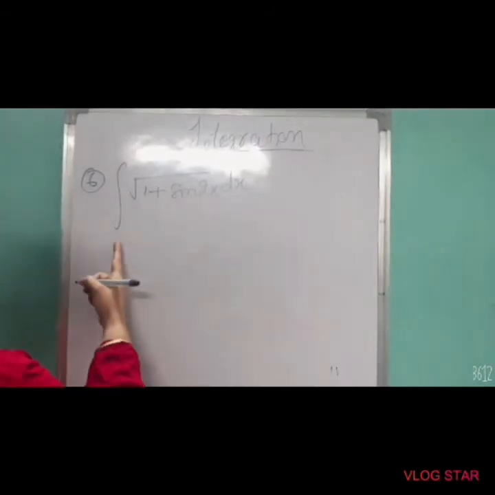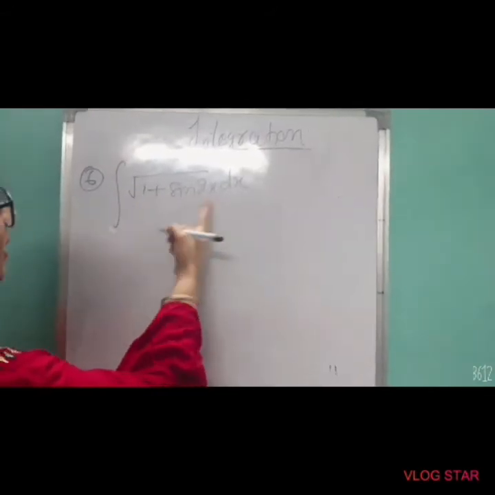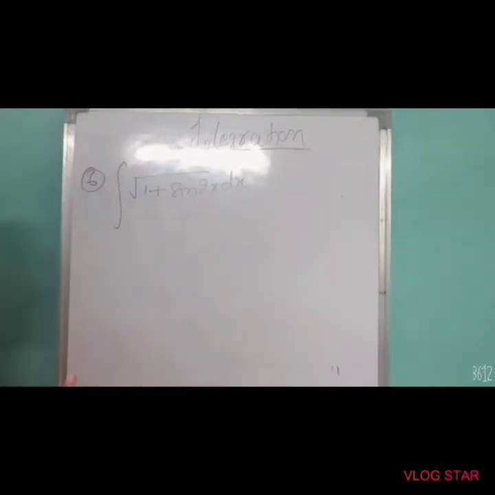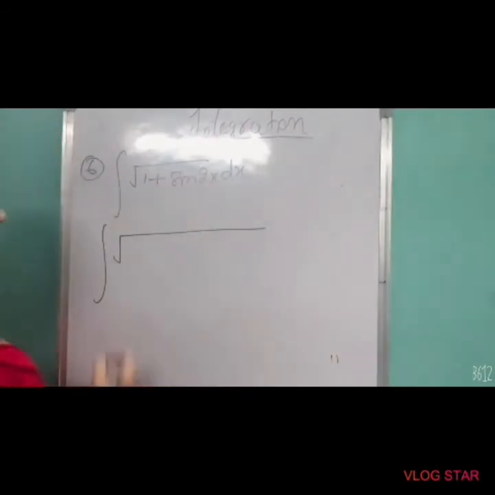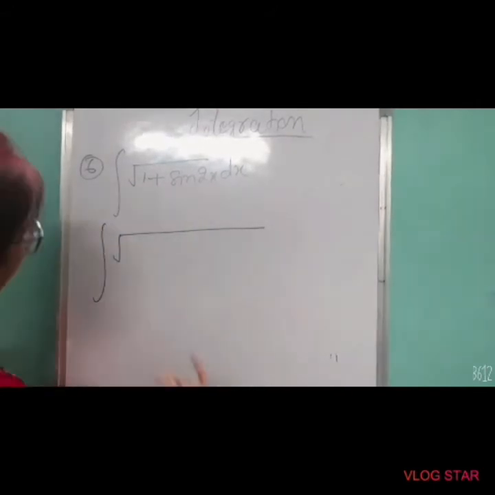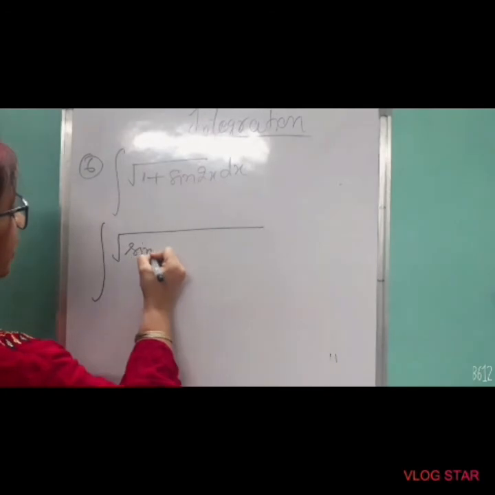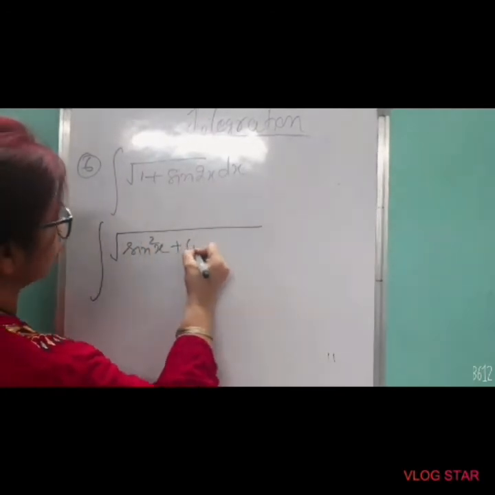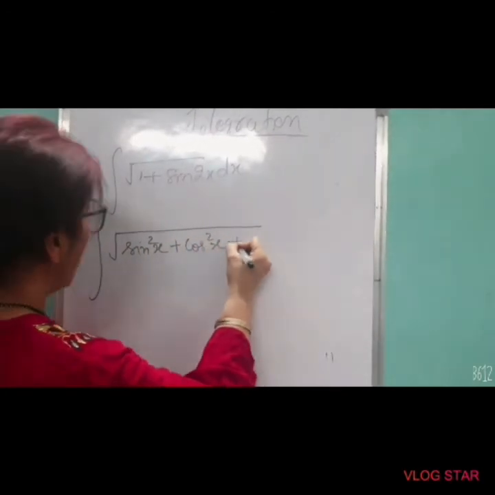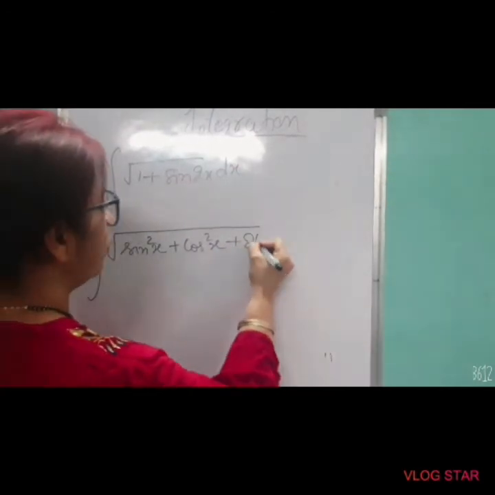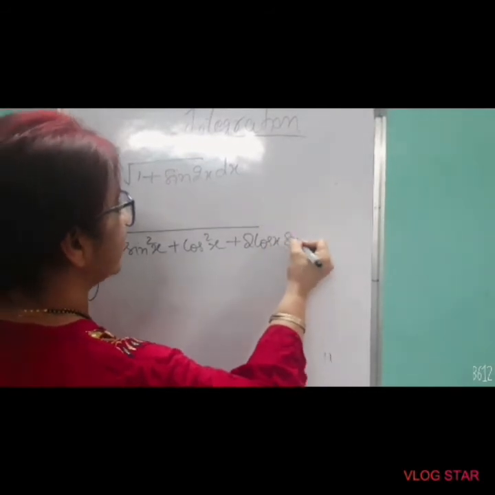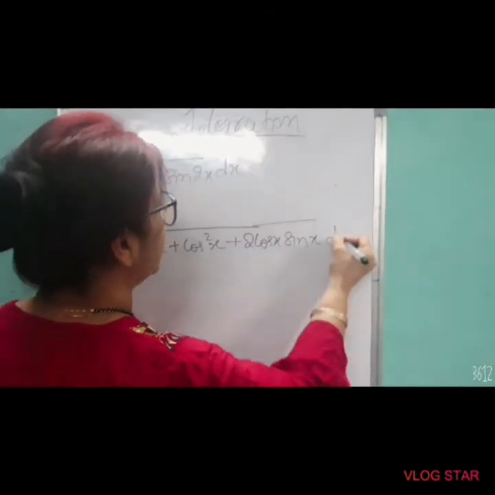Sixth question. Integral of under root of 1 plus sine 2x into dx. There are two methods to solve this integration. First, I will explain like this. In place of 1, I will use the identity you learned in 9th standard, then 10th standard. So it is very easy. Sine square x plus cos square x. I can use it. Now sine 2x means what? The trigonometric formula: 2 cos x into sin x into dx.